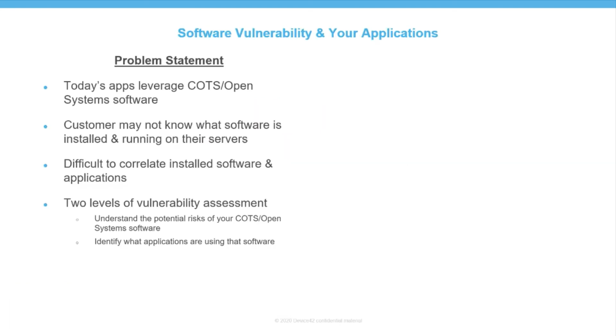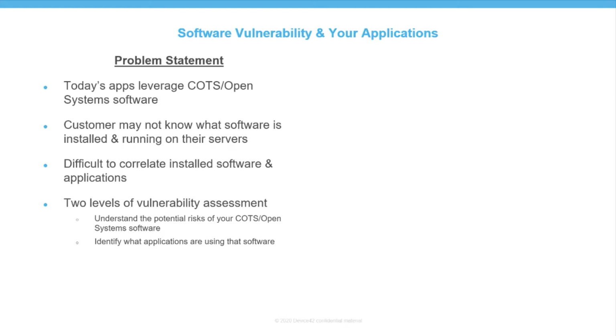Today's applications often use commercial off-the-shelf, referred to as COTS, and open system software as part of the application. As part of the application lifecycle, you must understand the risk that the software presents to your applications. But how do you tie software vulnerability and your applications together? The answer is simple: Device42.